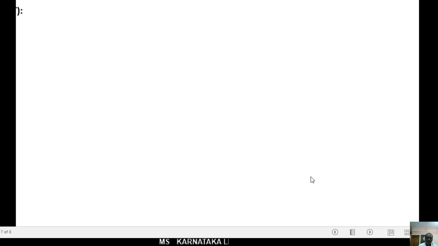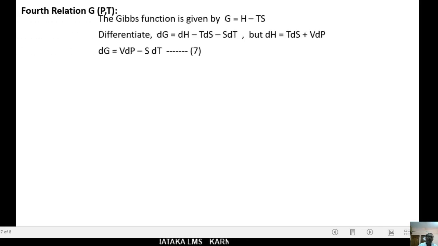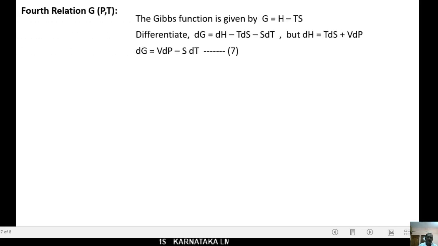Next, the fourth relation, the Gibbs function or Gibbs free energy, that is a function of pressure and temperature. You know that the Gibbs function is given by the formula G equals H minus Ts, enthalpy minus the product of temperature and entropy. You can differentiate this equation. You get the equation 7, that is dG equals VdP minus SdT.